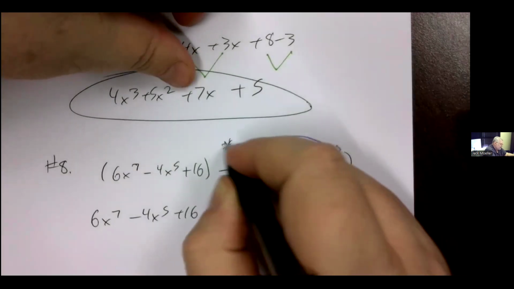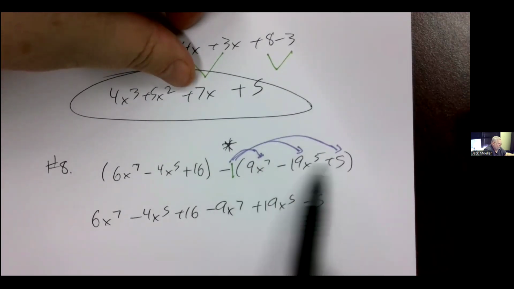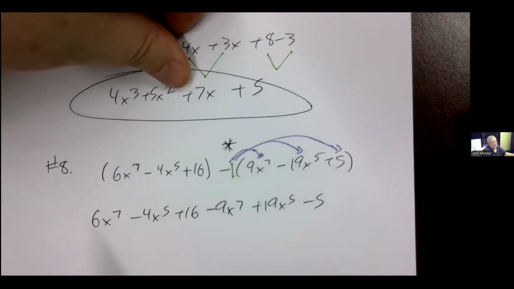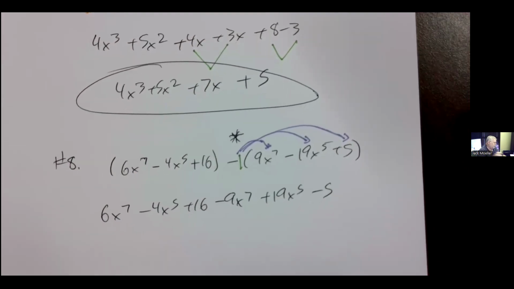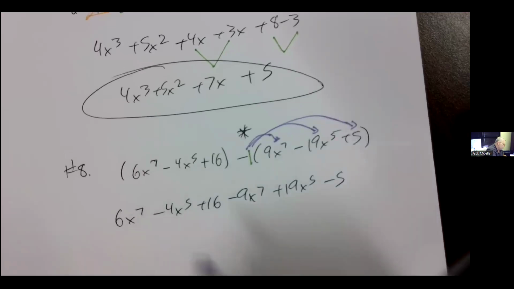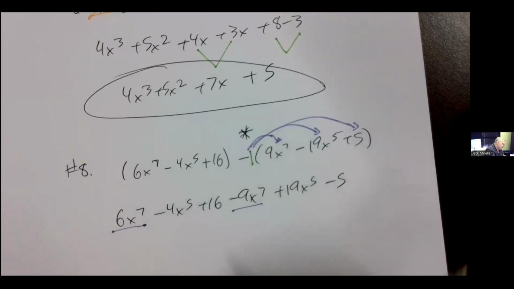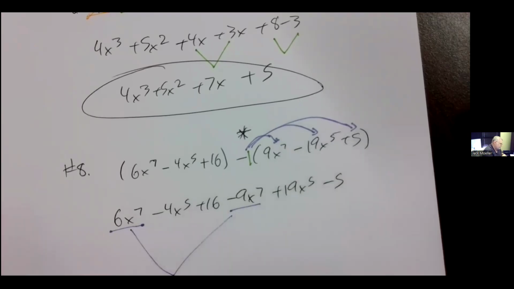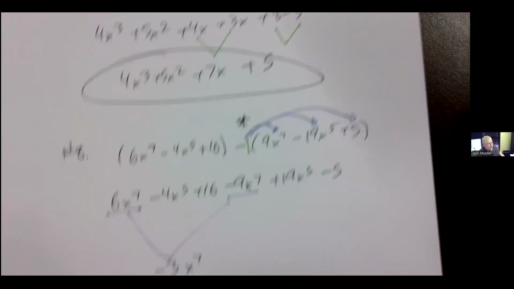The number one mistake on a problem like this is students will distribute the negative to the first term and not the rest of it. But that negative is outside parentheses, so that applies to everything on the inside. Now, once you do that, we're combining like terms. Again, if you want to rewrite this and put your like terms together, by all means do so. I'm just going to underline these. So I have 6x to the 7th minus 9x to the 7th. So 6 minus 9 is negative 3. And remember, don't change the exponents when you're adding or subtracting.